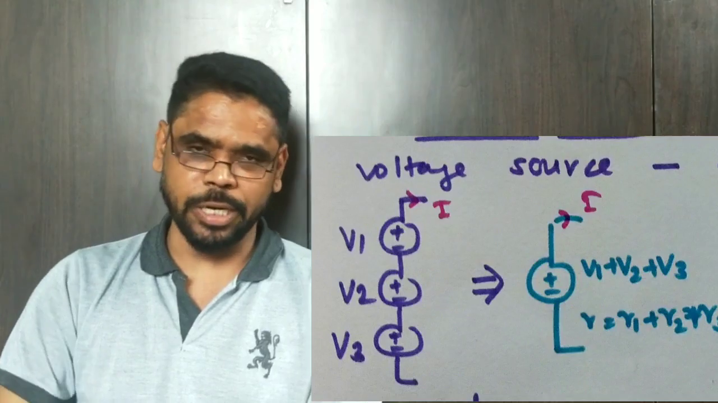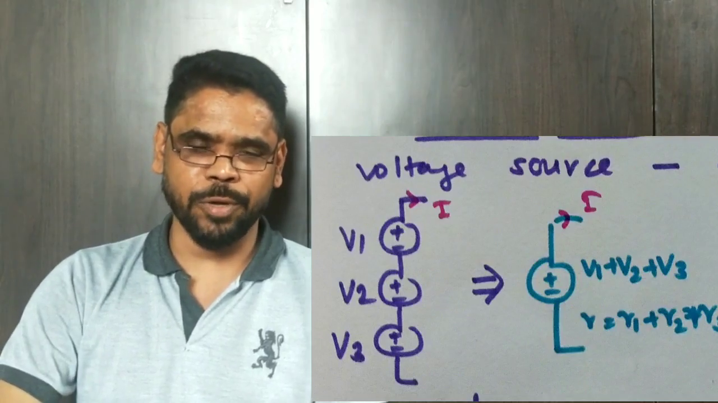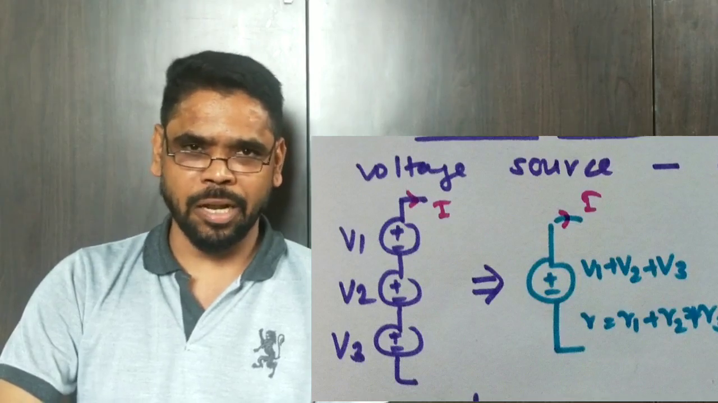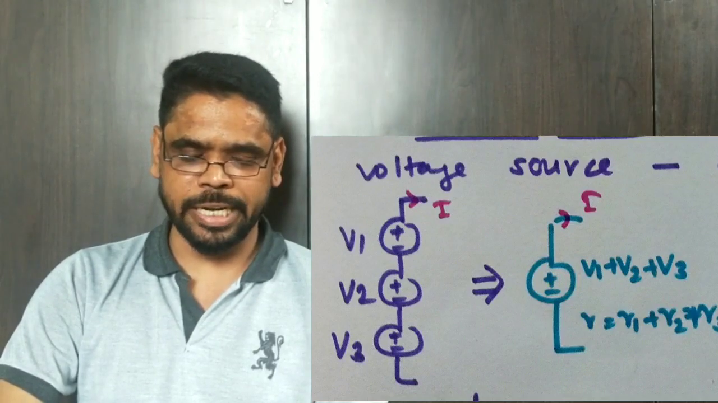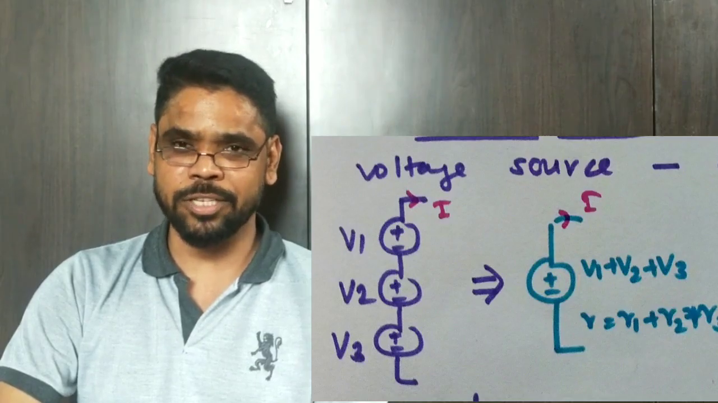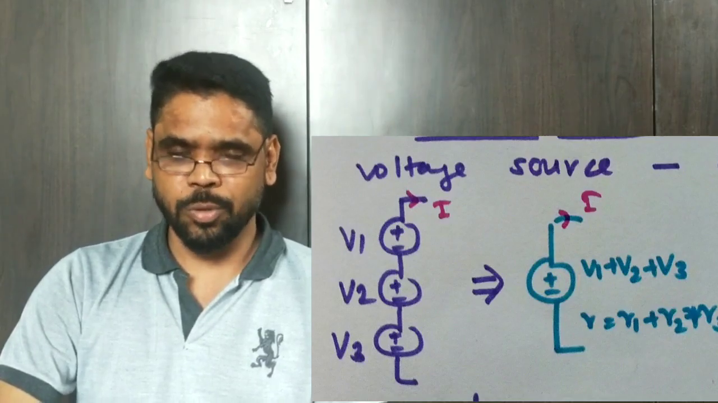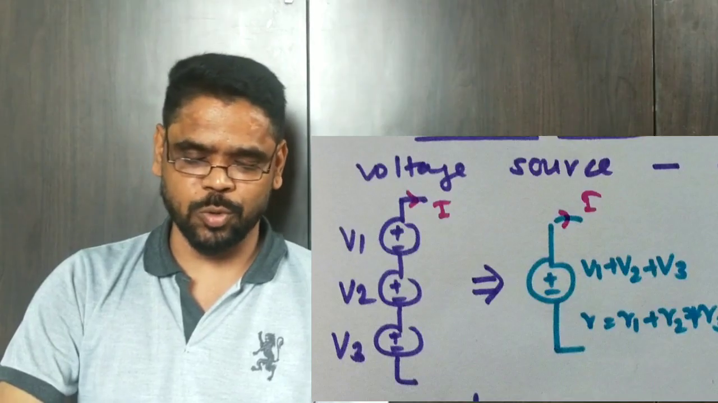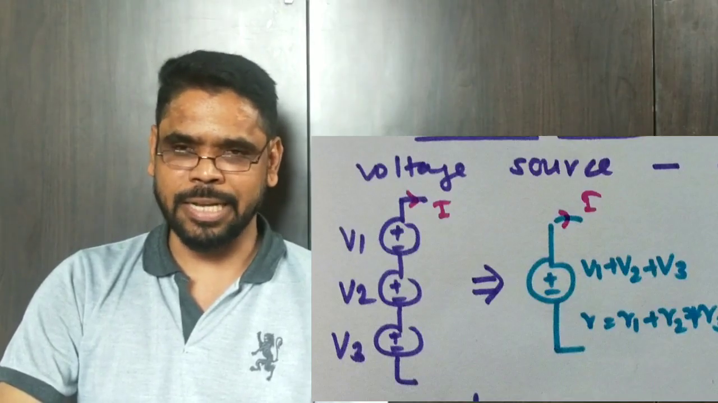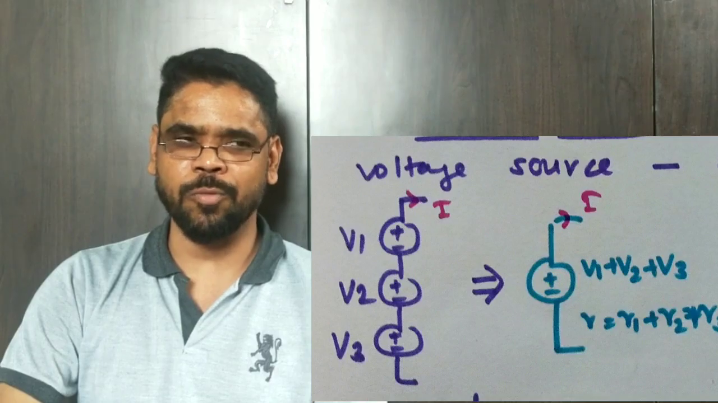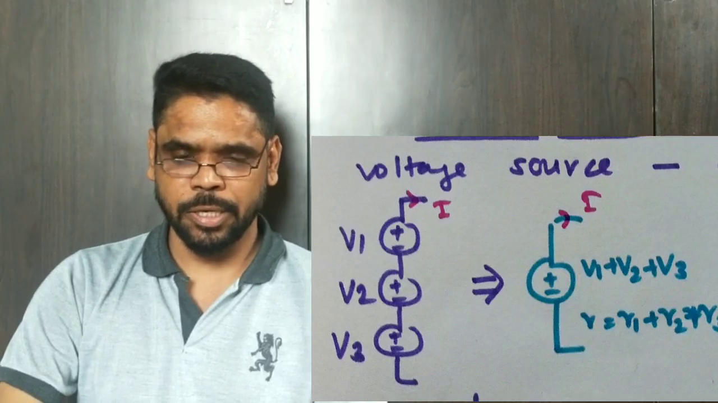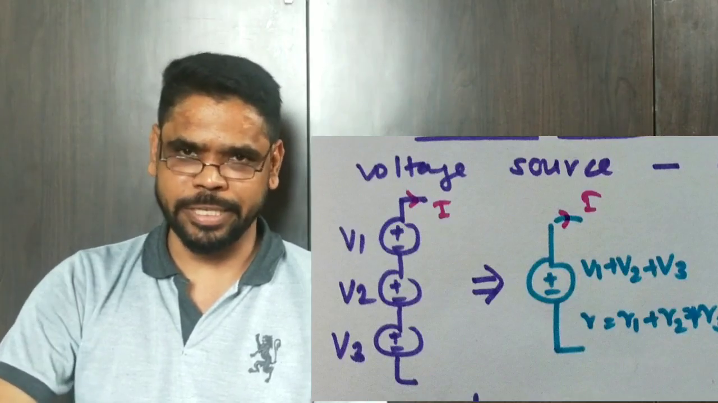If you look at the figure, the polarities of V1, V2 and V3 are such that the negative terminal of every previous source is connected to the positive terminal of the next source. So in this series combination of sources, as the polarities are directed in the same direction, the equivalent voltage source will have a potential equal to the algebraic sum of all the voltage sources.